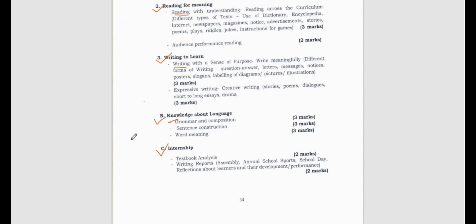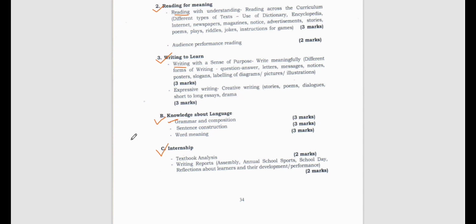Now school day, what is school day? So school day is also a type of program which is organized in the school, where the parents are invited, the teachers are invited, the students are invited, and all together they celebrate, they discuss whatever was done in the past, what needs to be improved, and how they can make the school and the students better day by day. Now reflection about learners and their development or performance.